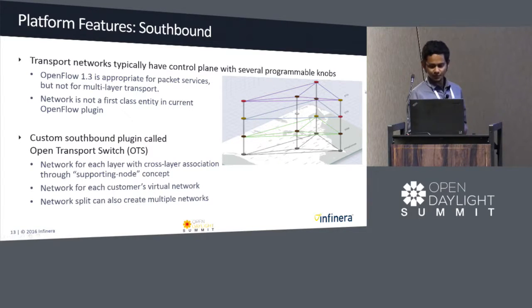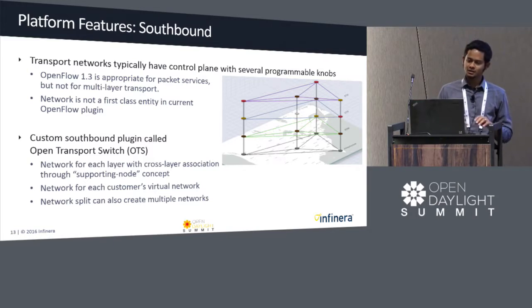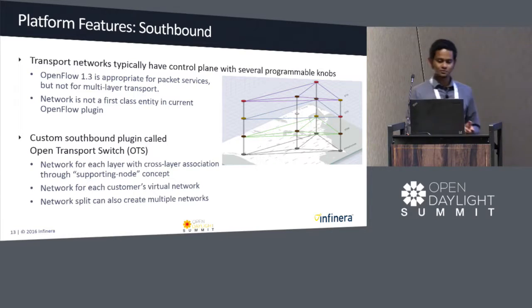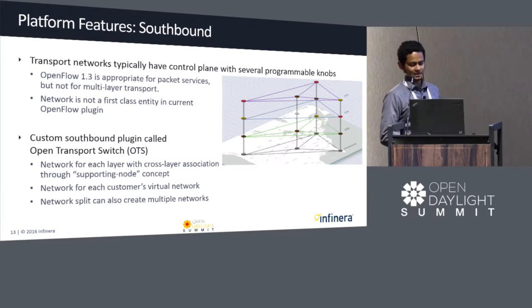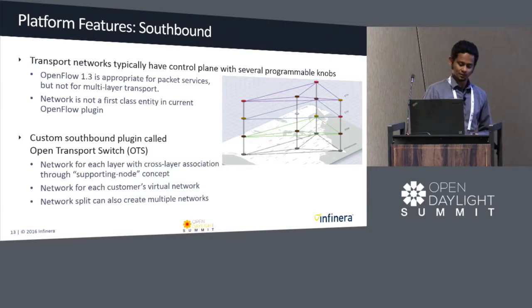And let's say one of the links were to break. Let's say this link were to break and you have two different network partitions, then each of those will also be different networks. So we realized that network is a first-class entity in transport networks. So we had to go with our own plugin, and we used the IETF network as the northbound facing model.